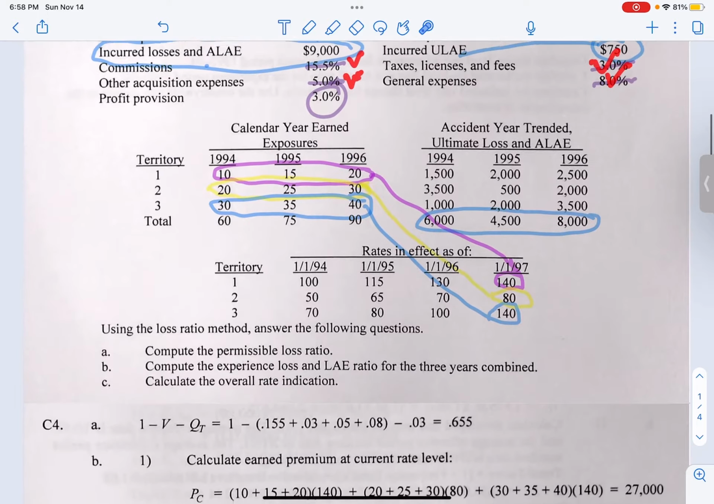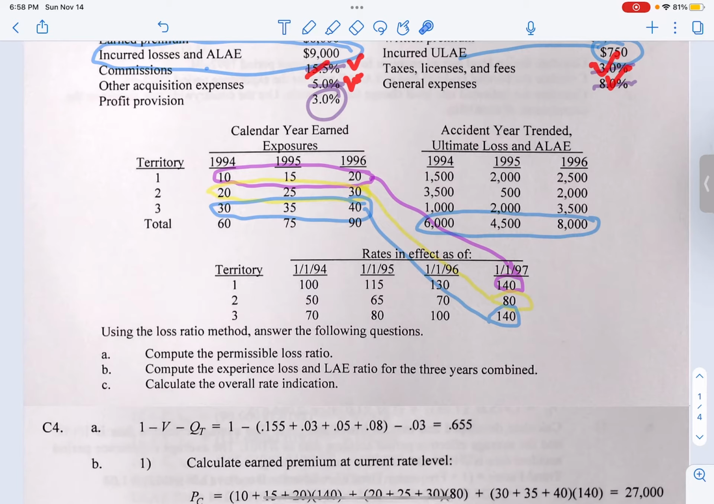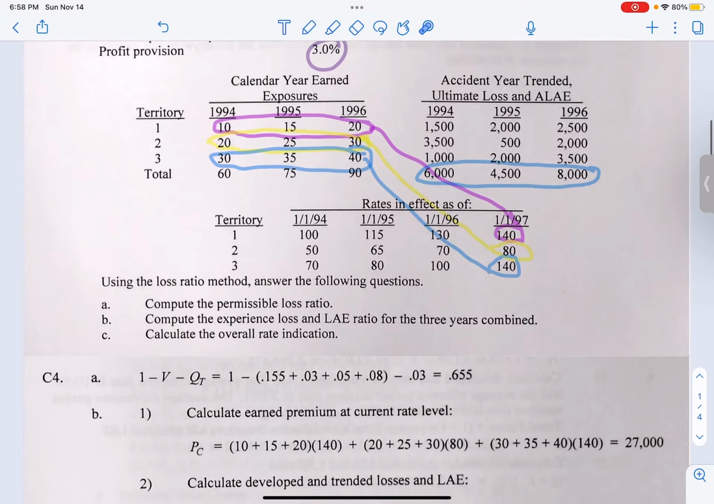So back here we have 15.5%. We have 5%. We have taxes here, and then we do have general expenses, all minus the profit provision, 0.3 to get a permissible loss ratio.